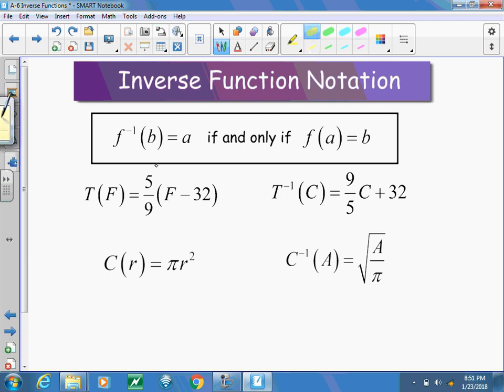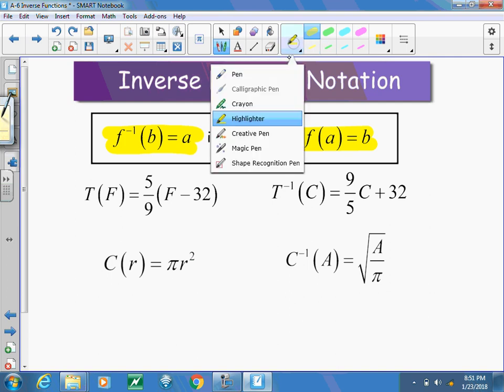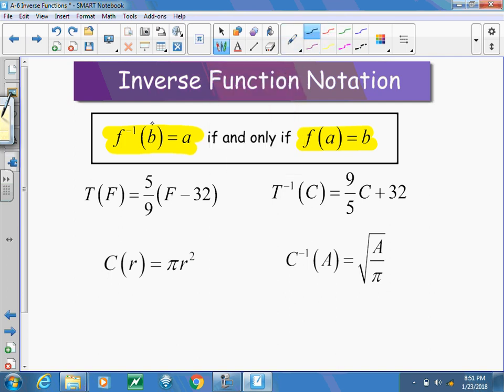When you talk about inverse, we're going to be looking at this new notation. It's using this superscript of -1. So this is saying that the inverse function of f of b is equal to a if and only if f of a is equal to b. Notice that really your variables here are switching places. So you're taking f of b equals a, and that's only if f of a is equal to b.